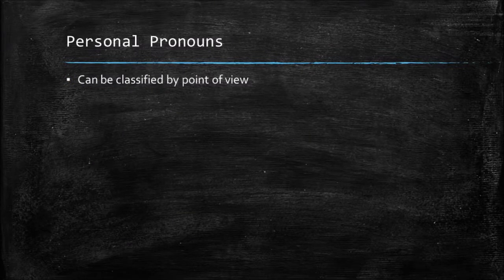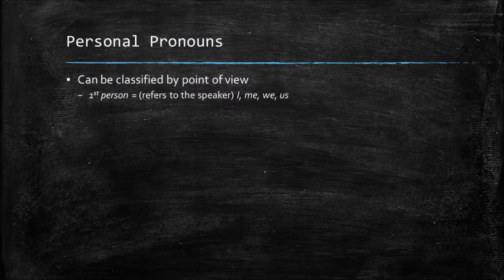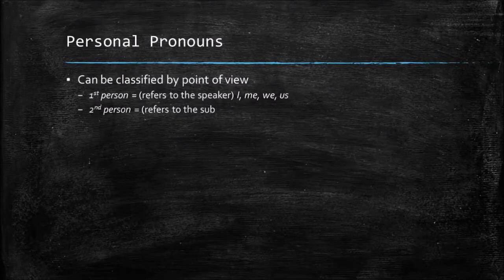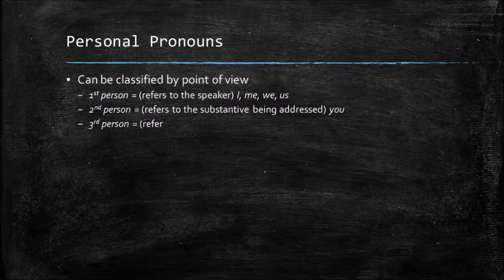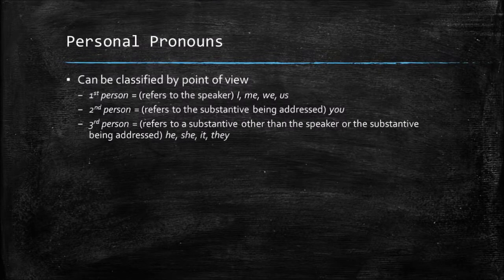Personal pronouns can also be classified by their point of view. We have first person personal pronouns. First person, of course, referring to the speaker. Those are I, me, we, and us. We have second person personal pronouns, actually just one, which refer to the substantive being addressed by the speaker, so who or what the speaker is talking to, and the second personal pronoun is you. And finally, third person personal pronouns, which refer to any substantive other than the speaker or the substantive being addressed. Those are he, she, it, and they.